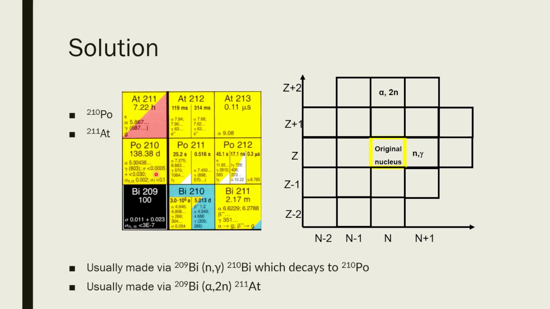And in order to make astatine-211, you irradiate that with alpha particles and do an alpha-2N reaction in order to then produce astatine-211. This is the most common way to produce these two isotopes. Of course, there are other ways.